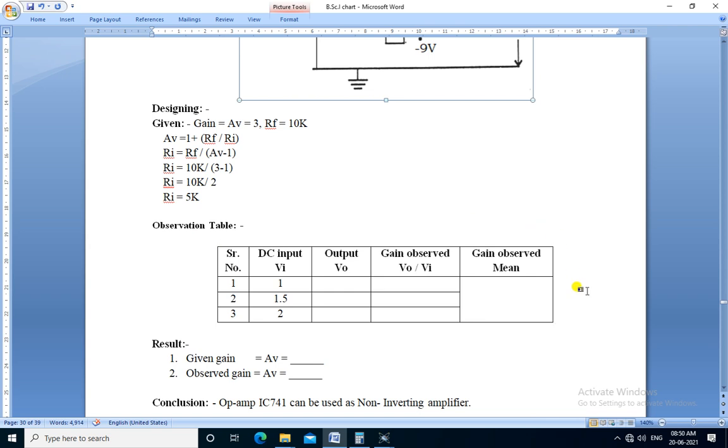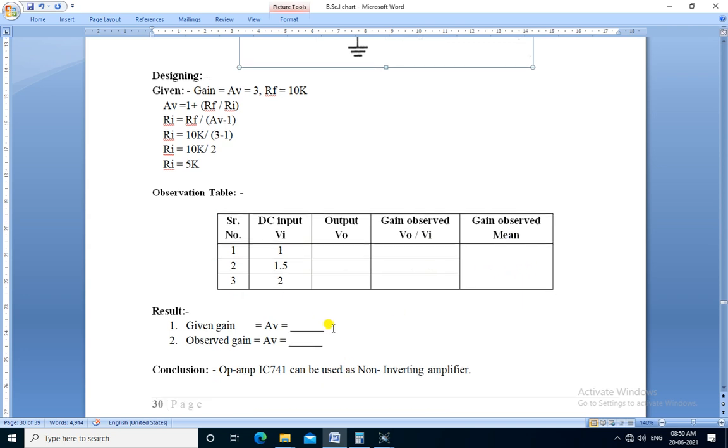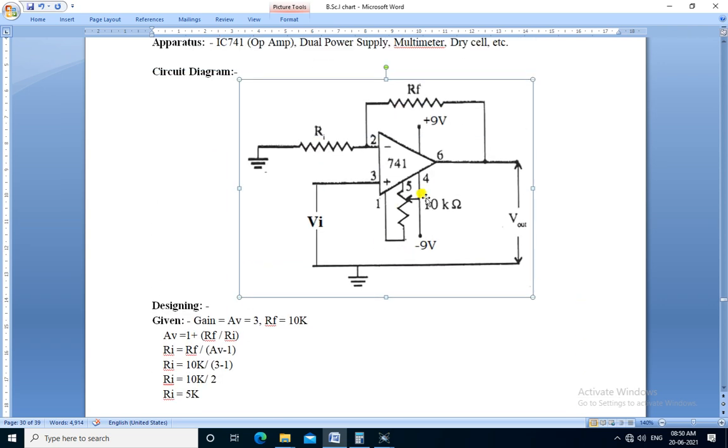The observation table for the experiment is here. We apply 3 different input voltages and read out the output for each input voltage and calculate the gain, and then we calculate the mean of the gain, and then we compare the given gain with the observed gain. We design this circuit in Proteus simulation software.